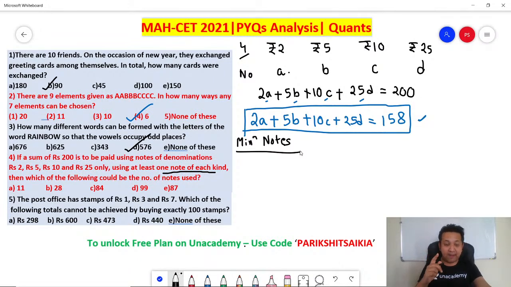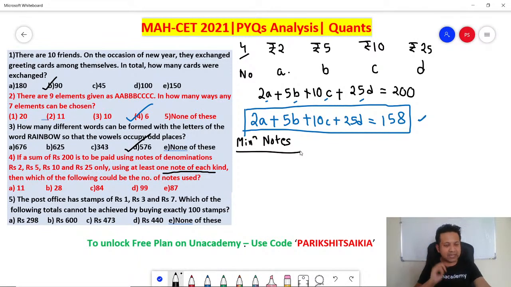One way could be, if I have to use minimum notes, I will just give one 200 rupee note. Will you agree? So if I use the highest denomination, I will get the minimum notes. Similarly, if I have to use the maximum notes, I will use all 1 rupee notes. In this question, there is no 1 rupee note, but I can use all 1 rupee notes. In that case, I will have to use 200 notes.